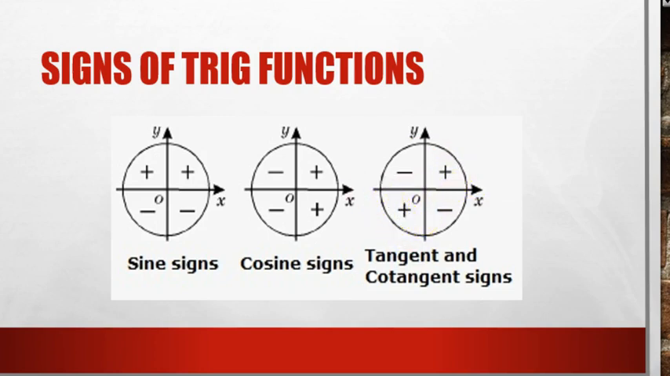So on the next examples, they're going to either define a range like from 0 to 90 degrees, or they're going to give you a specific angle and a specific function and ask you whether it should be positive or negative according to these rules.